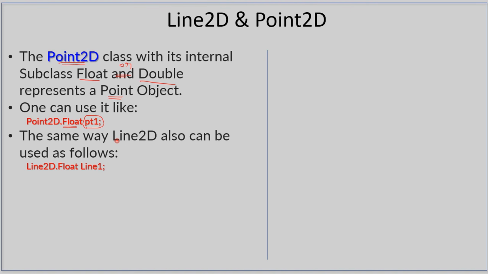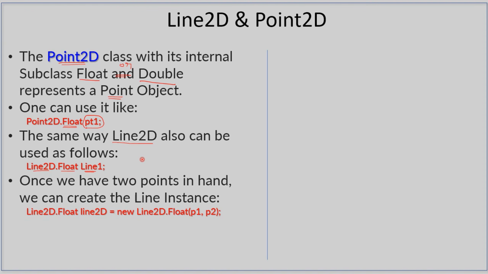The same way, Line2D can also be used. As Line2D.Float, or you can even use Double. Then here we are defining a reference. This reference is of type Float, which comes from Line2D, the internal class of Line2D.